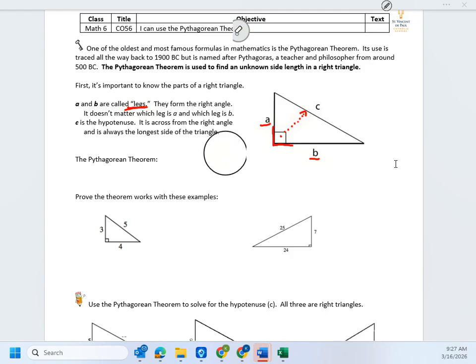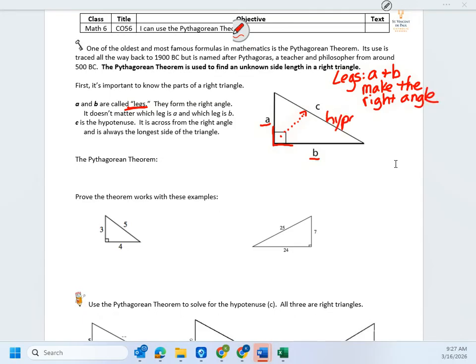So let me write it up here. So the legs are A and B, and they make the right angle. The hypotenuse is C, and it is directly across from the right angle.